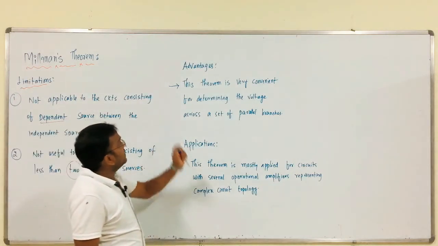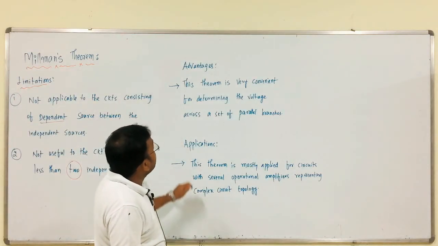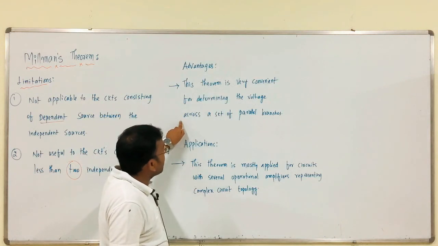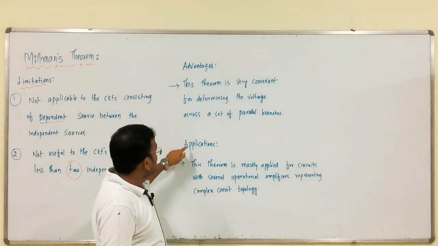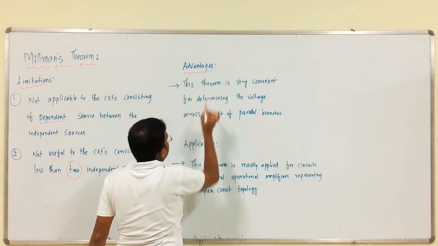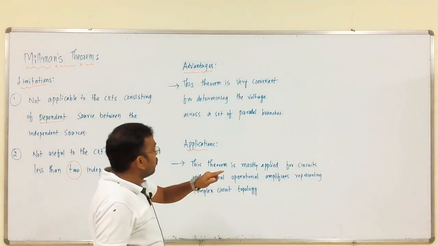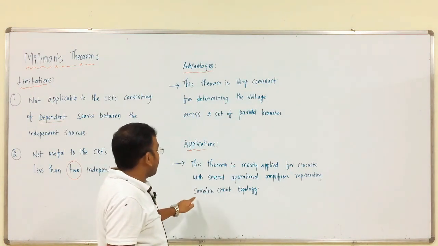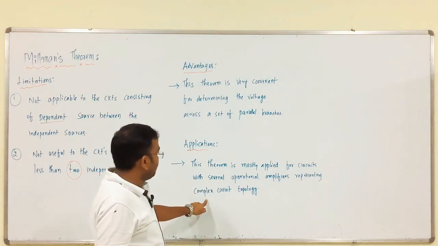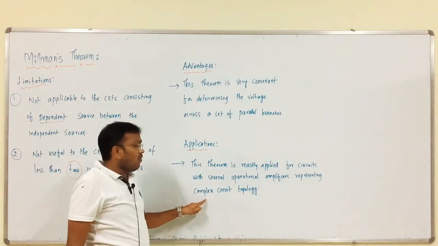Next, coming to the advantages, this theorem is very convenient for determining the voltage across a set of parallel branches, right. Next, applications. This theorem is mostly applied to circuits with several operational amplifiers representing complex circuit topology. So, these are the applications of Millman's theorem.